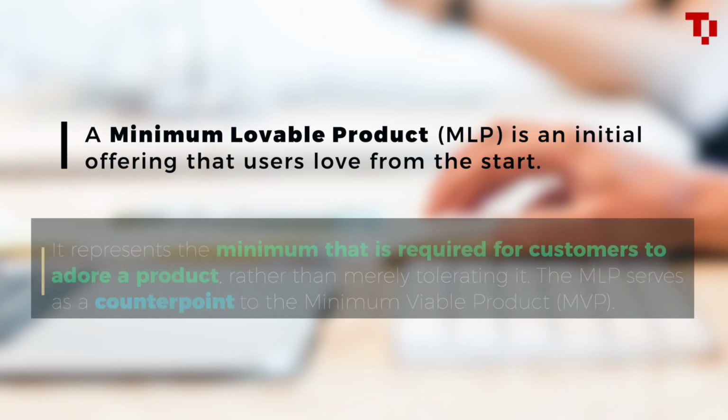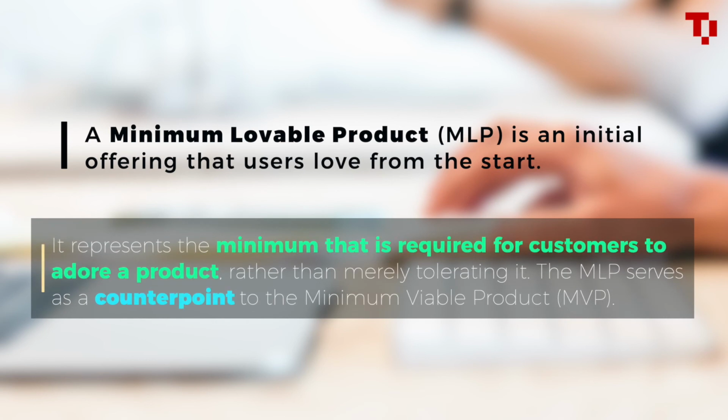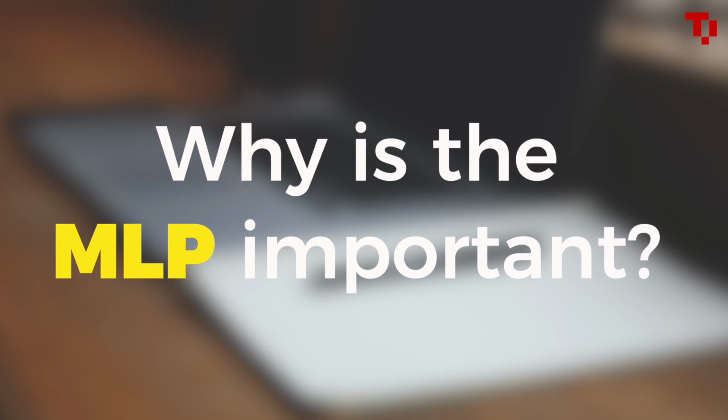Minimum lovable product or MLP is an initial offering that users love from the start. It represents the minimum that is required for customers to adore a product rather than merely tolerate it. The MLP serves as a counterpoint to the minimum viable product or MVP. Why is the MLP important?